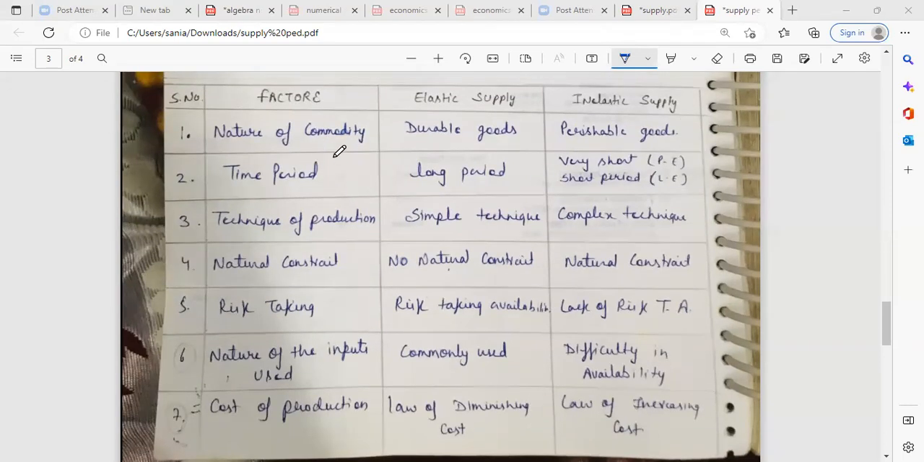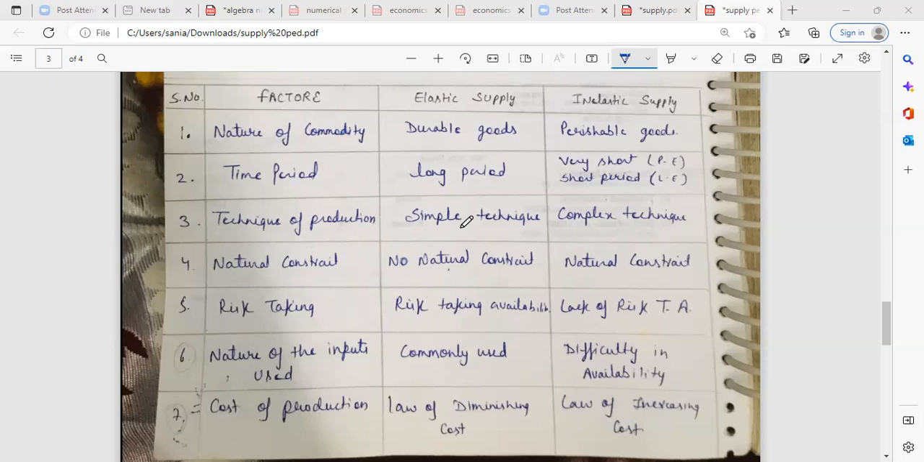Nature of the commodity: whether the good which you are producing is durable or perishable, just a temporary one. If your good is durable, then you will change the supply. But if it is a small, temporary thing, you will not change your supply because it doesn't make a difference, right? Coming to time period, if you are getting a longer period of time, you will change your supply. But if the time period is very short, then you will not change your supply.